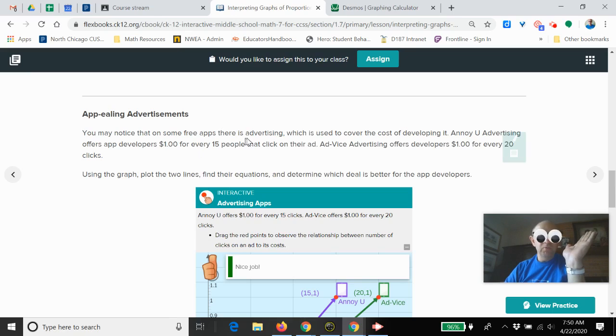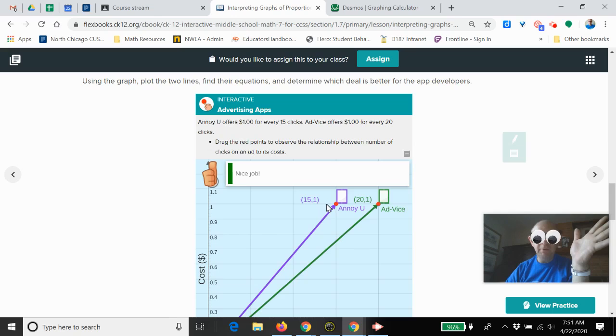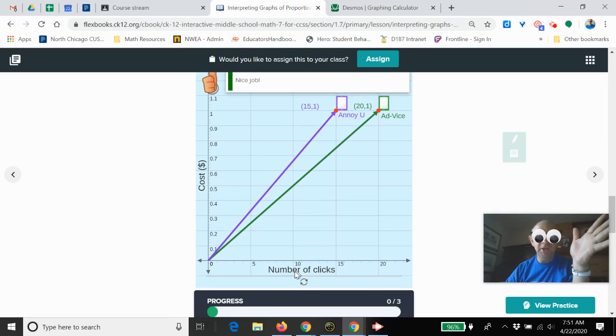You notice on some free apps, you get advertising. So the way that works is every time people click, they pay money. So usually it's 15, 20, 100 people for $1. Here they've got 20 people for $1 and 15 people for $1 for this company. So I graph them. This company, 15 clicks is $1. This company, 20 clicks is $1.